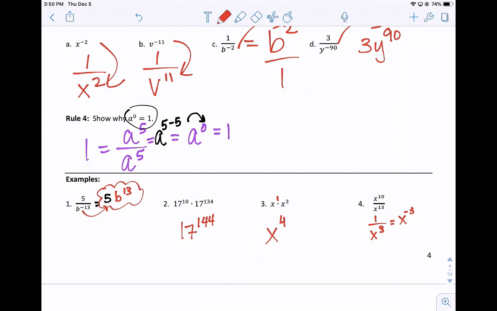So today is just kind of a basic intro to these exponent rules, and tomorrow we'll practice these and formalize a few more.